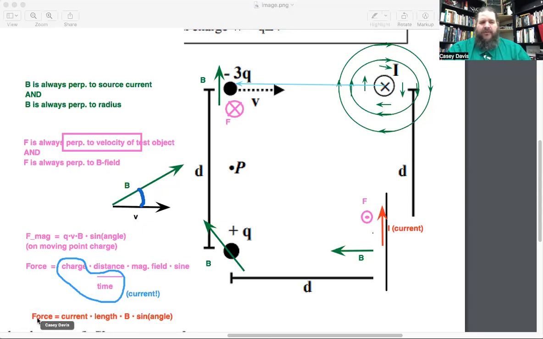So this gives us a formula for the force that a wire would experience. A wire with current in the presence of a magnetic field from something else will feel a total force equal to the current flowing in the wire times the length of the wire times magnetic field times sine of the angle.